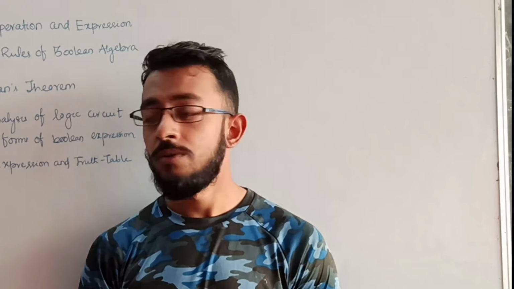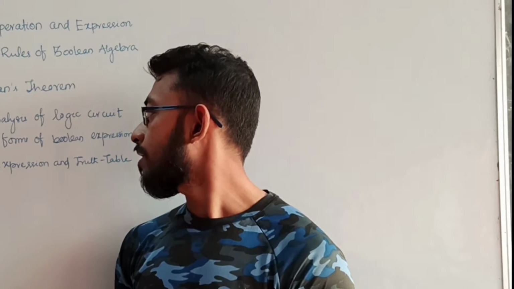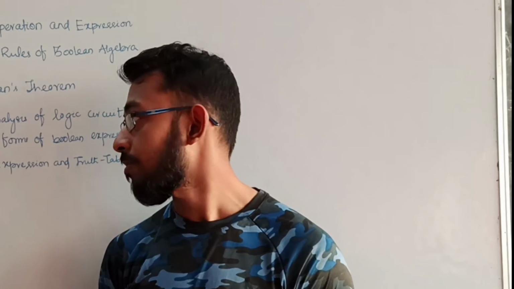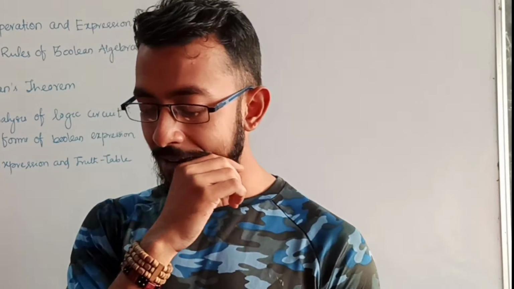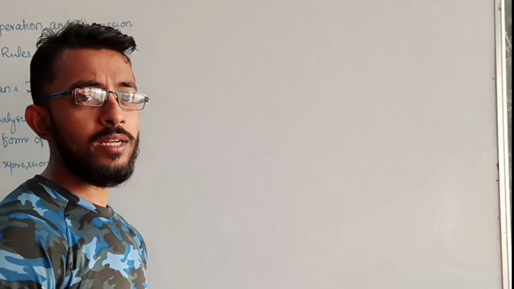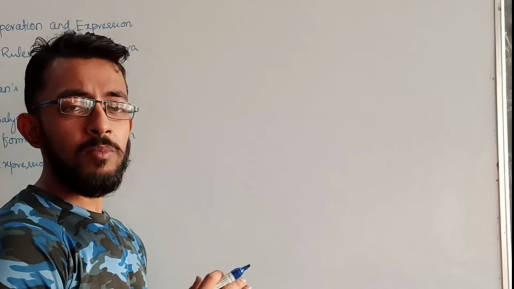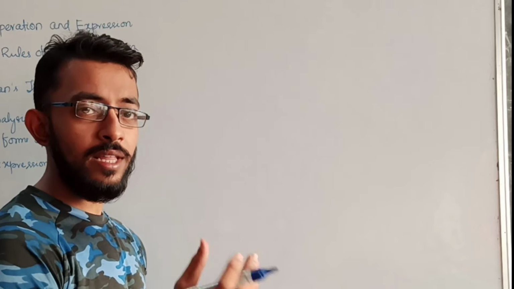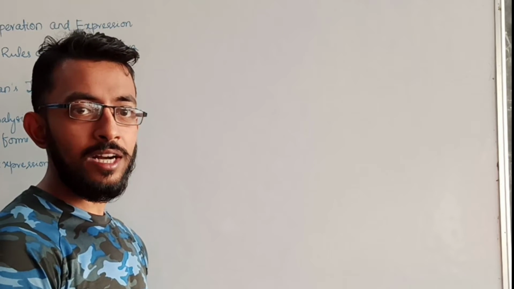In this video, we will cover the standard form of Boolean expression and how to write the truth table from this Boolean expression. So, what do you mean by standard form? In an expression, it can be in any form. Some sum terms and some product terms can be added, then ANDed, then ORed. That is not standard form.